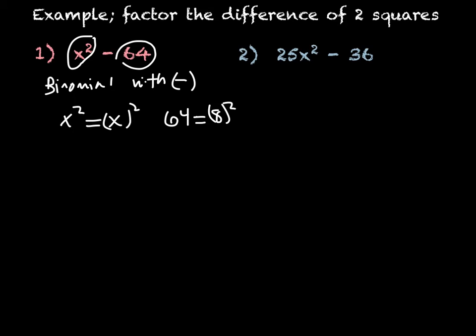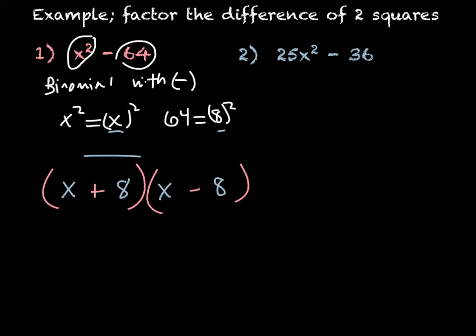So if I were to factor that out, I have my a plus my b, so I would have x plus 8, and I would have my a minus my b, x minus 8. So that would be how you would factor out the difference of two squares there.